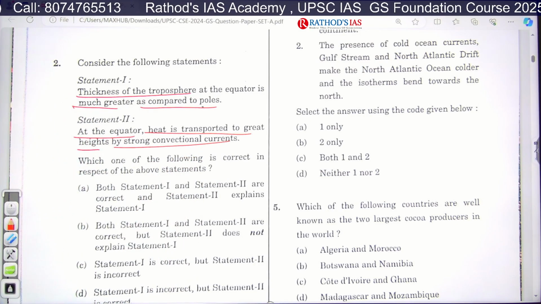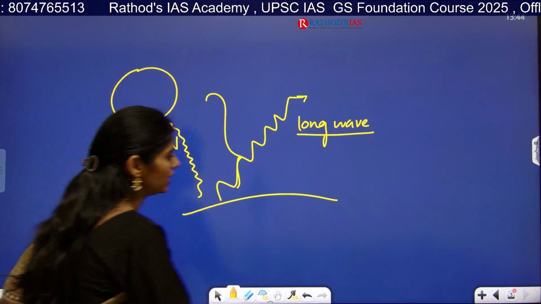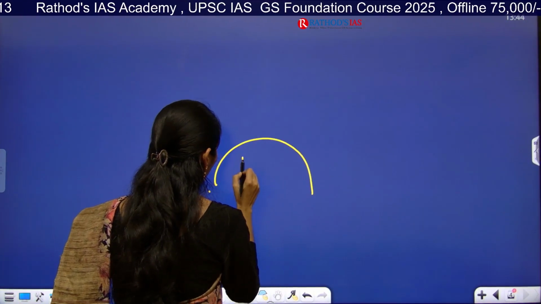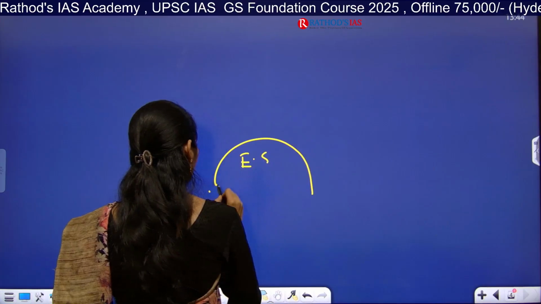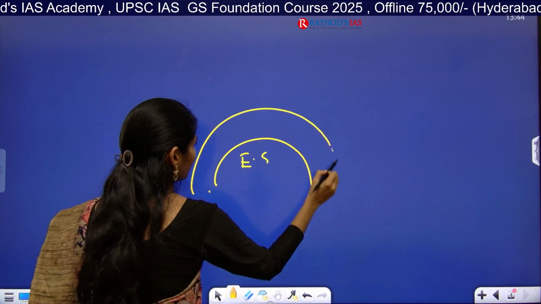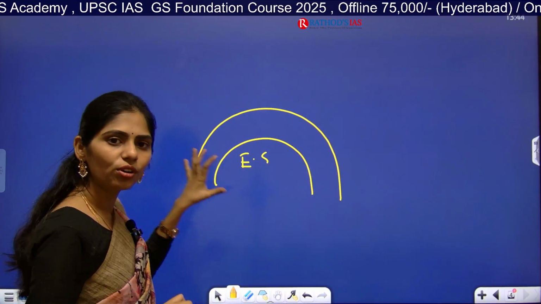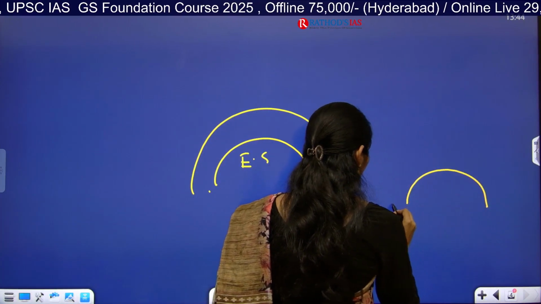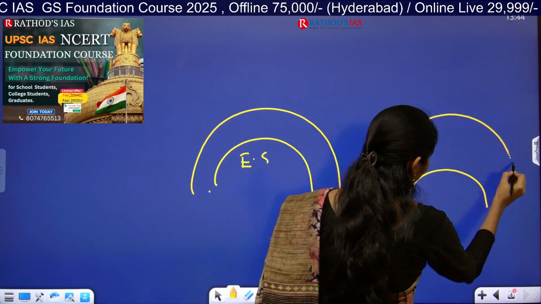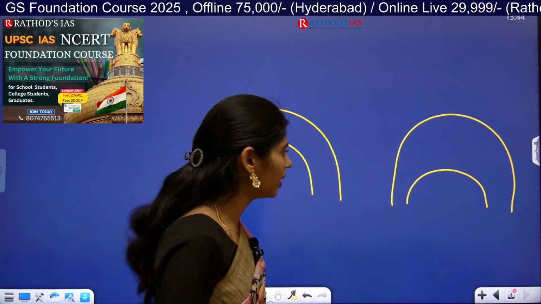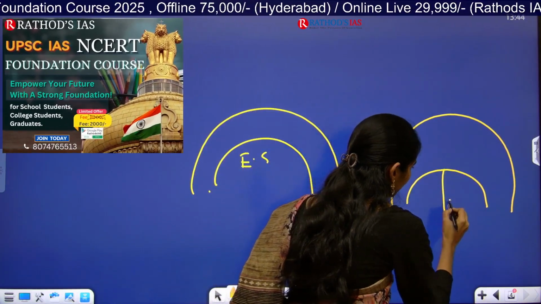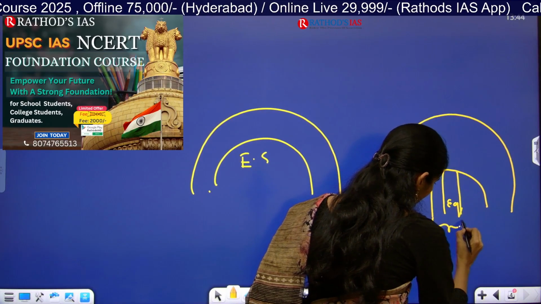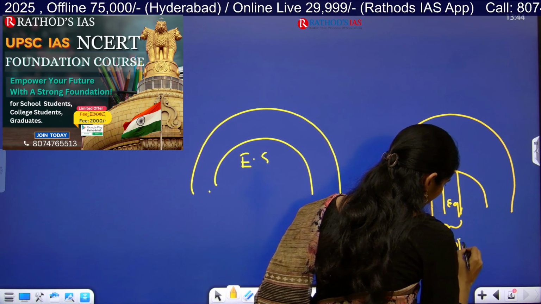So here, if you see the diagram, normally this is our earth's surface. Here we have different layers. Whenever we are drawing the layers of the atmosphere, we will be taking the earth's surface like that. In this troposphere, there will be bulging, especially at this equator. So here we have the equator, and this portion is our tropical region.